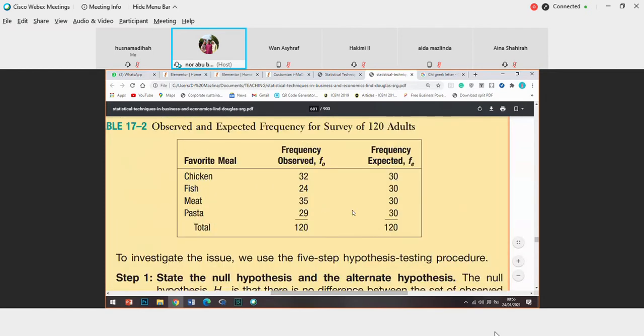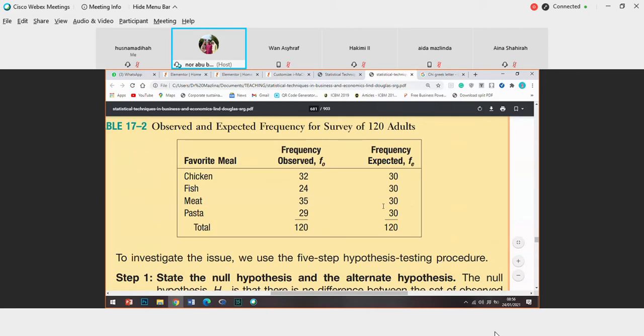Okay, jadi sebenarnya tadi kita sebagai makcik kampung kita kata ramai yang suka meat ataupun ada yang cakap ramai yang suka meat dan chicken. Okay, based on this 120 sample. However, lepas kita dah buat test sebenarnya there is no difference. Okay, so based on our chi-square test.